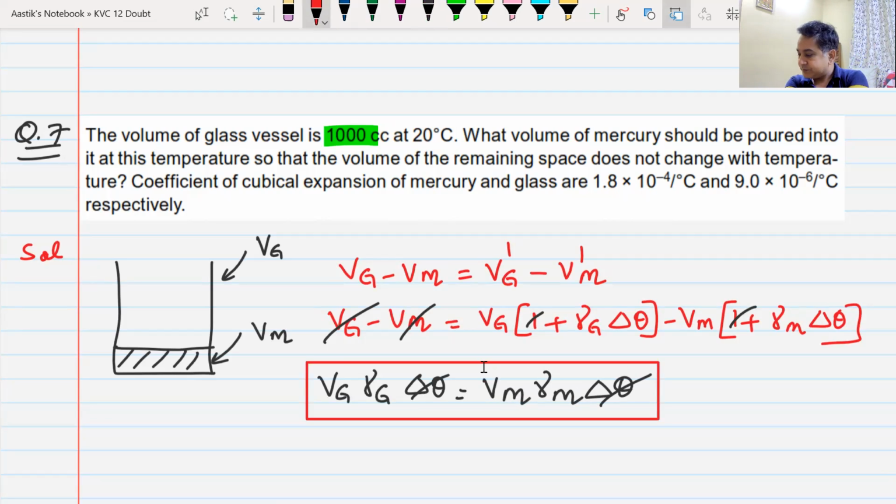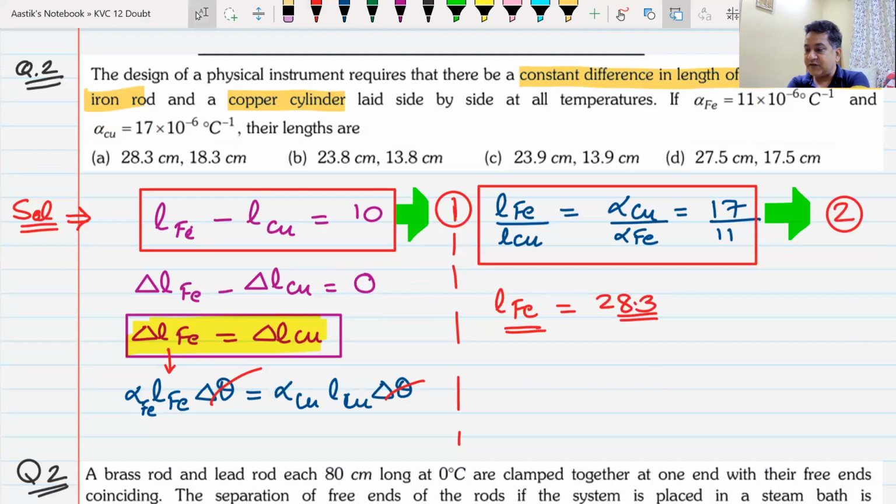If you could have understood this, and if you could have remembered what we had done in the previous week, that was the question: the design of a physical instrument requires that there is a constant difference in length. Here it was a constant difference in length, and you see, my dear friends, the same concept. The change in length of the iron rod and the change in length of the copper rod must be the same. Whether it is keeping the change in length the same or the change in volume the same, conceptually they are similar questions. Yes or no?